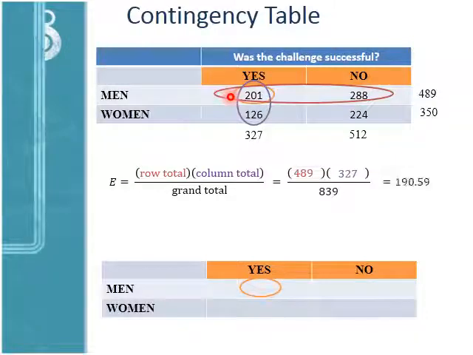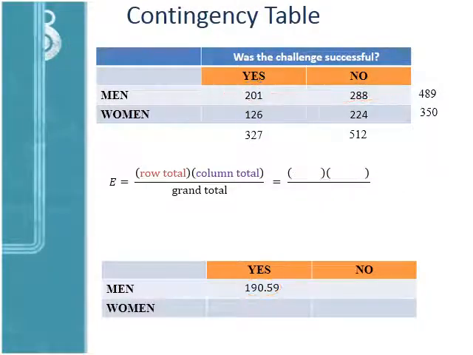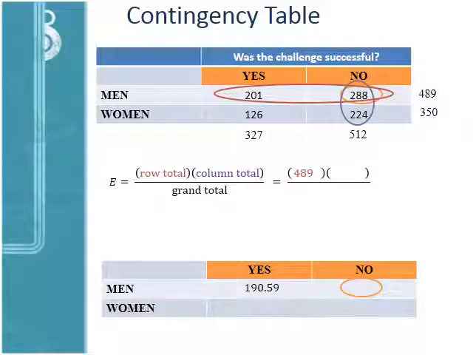So throwing this into the calculator, I get 190.59, and that will go into the top left cell of my expected frequency table. Next thing we'll do is the same thing, but this time for the upper right cell, where 288 is. So the row total for that row is still 489, but what changed with 288 is the column that it's in. So the column total for 288 is 512. I'll divide everything by 839, again, the grand total, and we get 298.41.